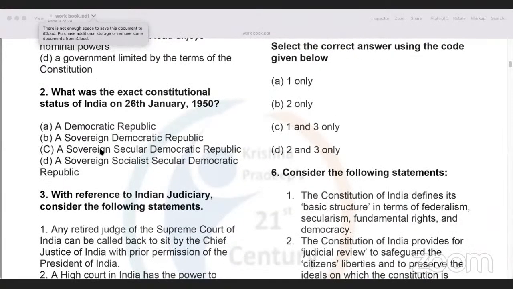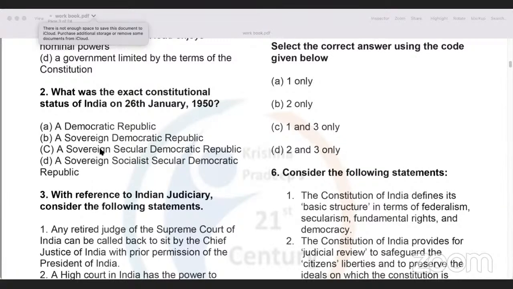Then the second question is this: what was the exact constitutional status of India on 26th January 1950? This question is based on the Preamble of the Indian Constitution. Today the Preamble declares India a sovereign, socialist, secular, democratic republic. But originally in 1950, India was declared a sovereign democratic republic. Only three words. That is answer B, the correct answer.